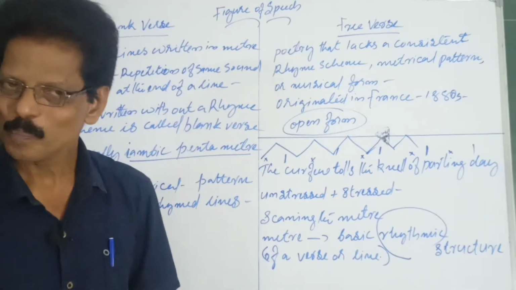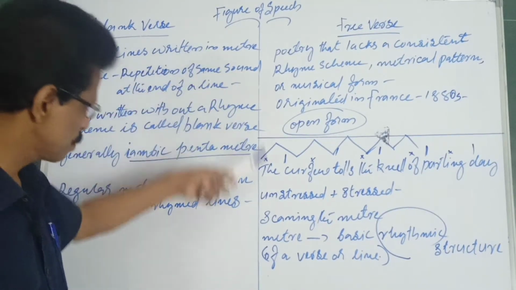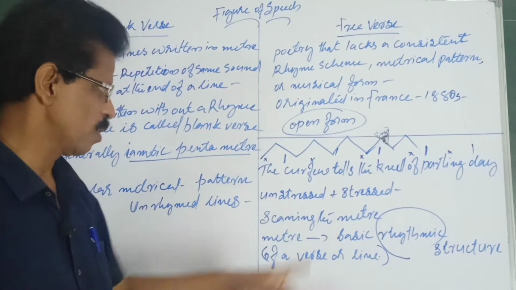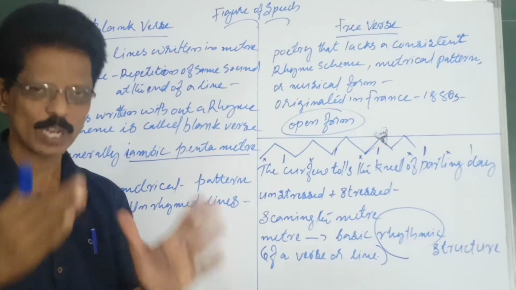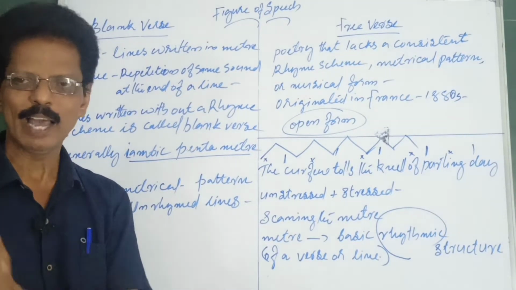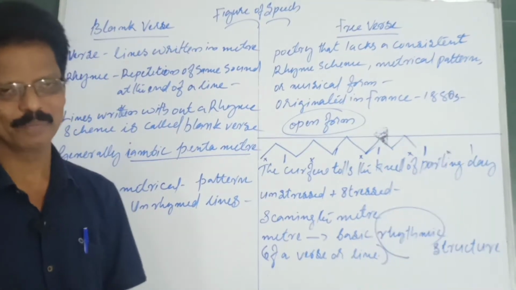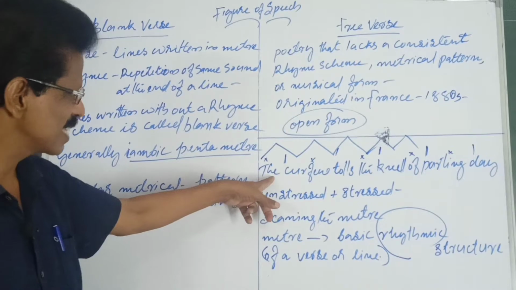Is it clear to you? Verse means lines written in meter, scanning the meter of a line of a verse. Simply, a poem is good. You can scan, you can divide stressed and unstressed, and find the rhyme scheme. In higher classes you will do that. When you study literature, you will do that. So once you listen, then you will understand.